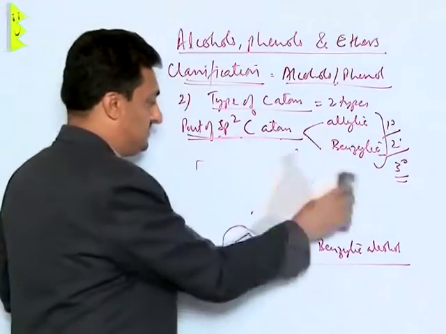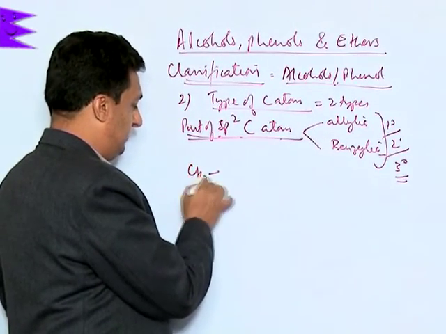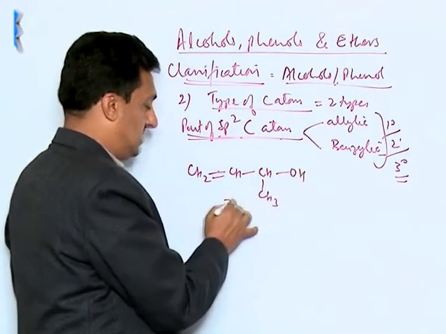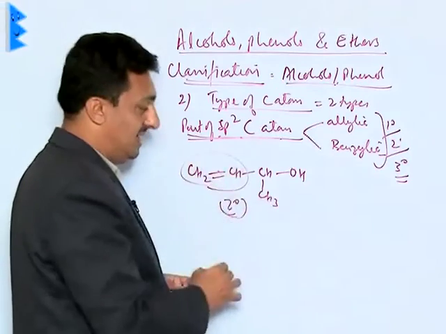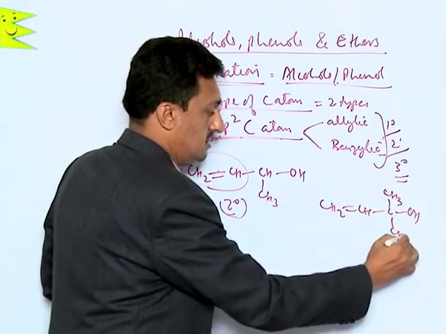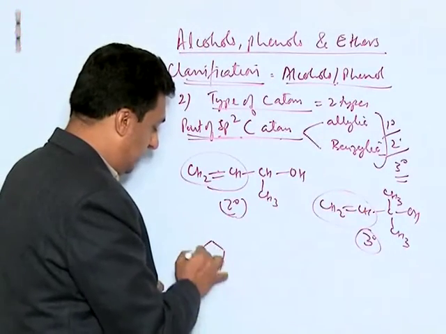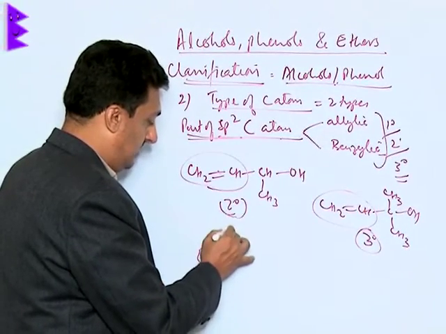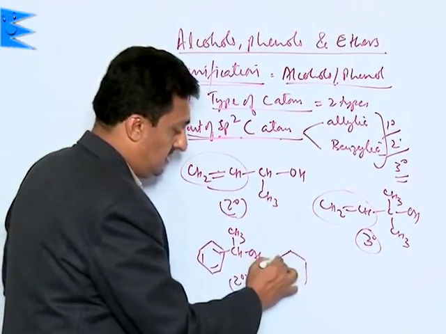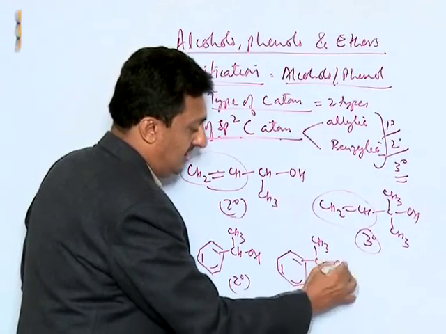I can give you an example. If it is like this, let me put it like this for you. Now this is a secondary alcohol which is part of an allylic system, and this is a tertiary alcohol which again is part of an allylic group. Whereas similarly, we can also have a benzylic alcohol which is secondary. We can also have a benzylic alcohol which is tertiary.